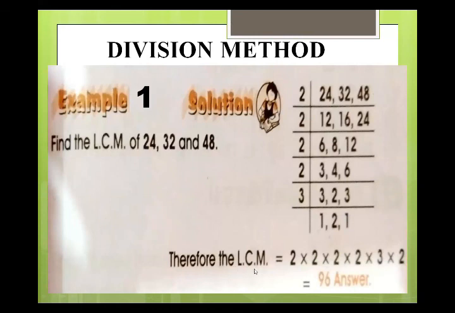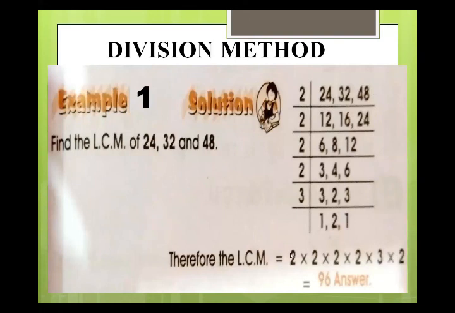The factors of 24, 32, 48 by using the division method are 2 into 2 into 2 into 2 into 3, and we also take this 2 as a factor because we have this 2 as a remainder. So 2 is also taken as a factor. Okay, 4 times this 2, then this 3, then the remainder 2, because it's a prime factor.